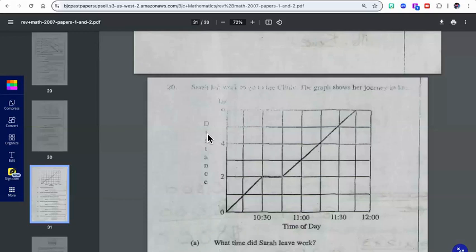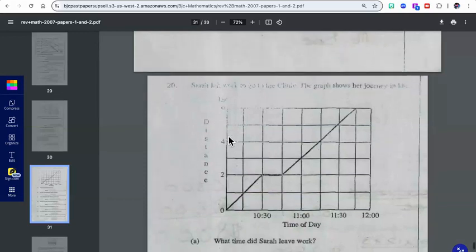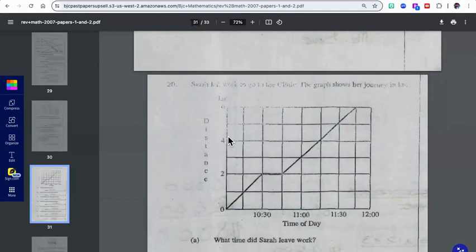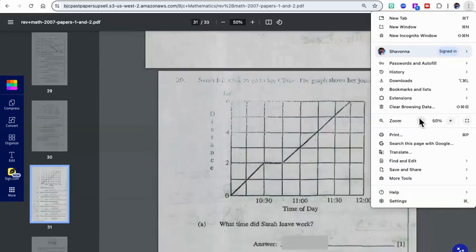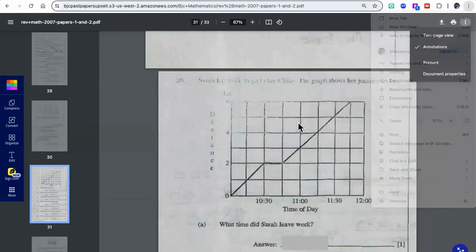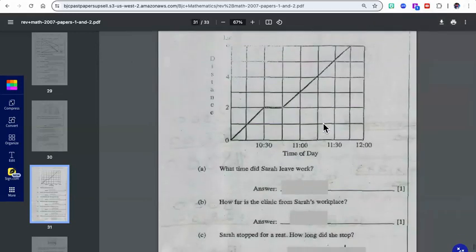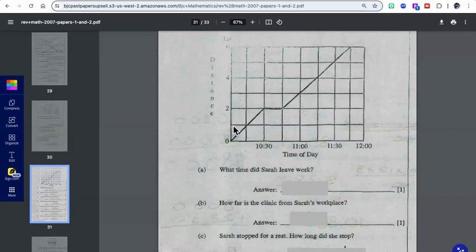Now, okay, this page is not so nicely printed. I will look for another one. But this says Sarah left to go to the clinic. The graph shows her journey. So we're going to work on this one. The good thing is you can see the graph. So let's start, please. We're going to work on this sheet. First question, what time did Sarah leave? Remember, before you start anything, complete the graph. Those persons who can, this is on Student Shared.